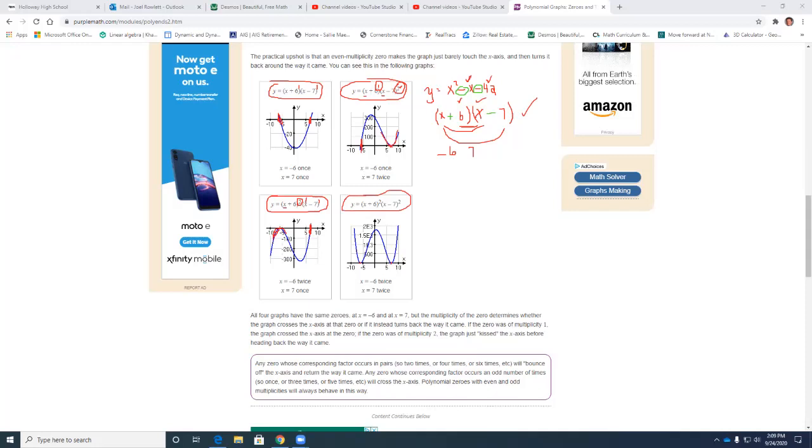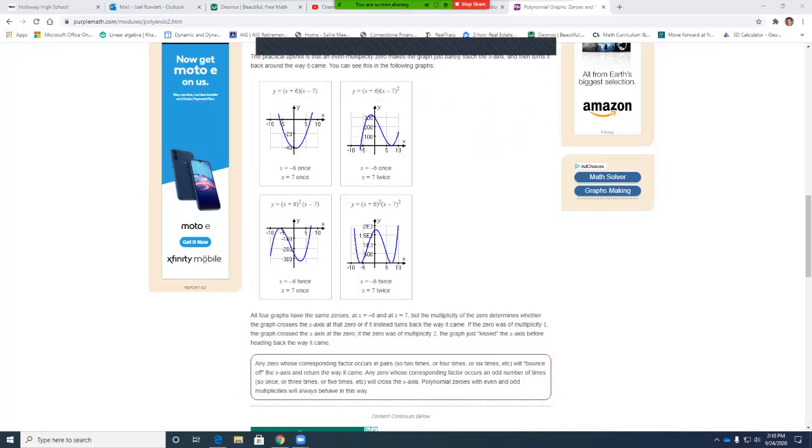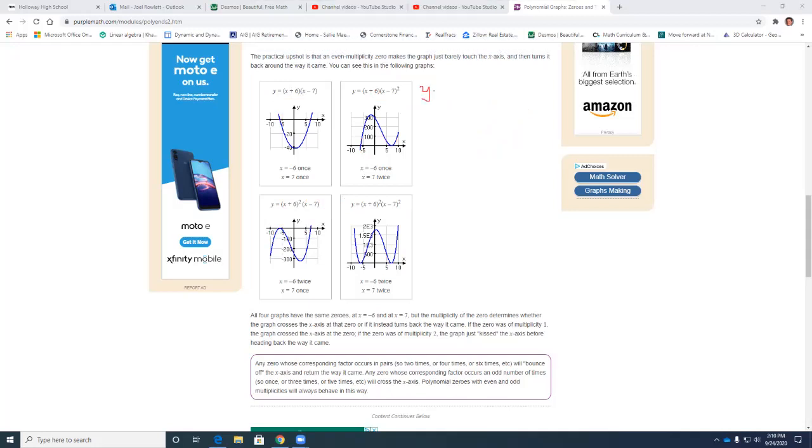On both of those, we have even multiplicities. We have a 2 here and a 2 here. That means we have 2 bounces. So notice that when x is -6, we have a bounce. And then when x is +7, we have a bounce. Let's take a look at a couple more situations. Suppose I factor and I get something like this.